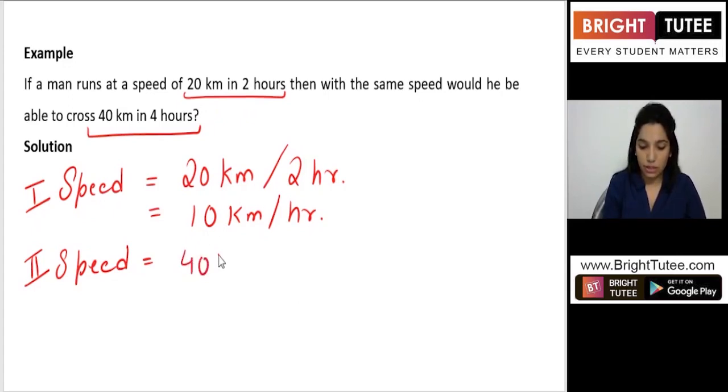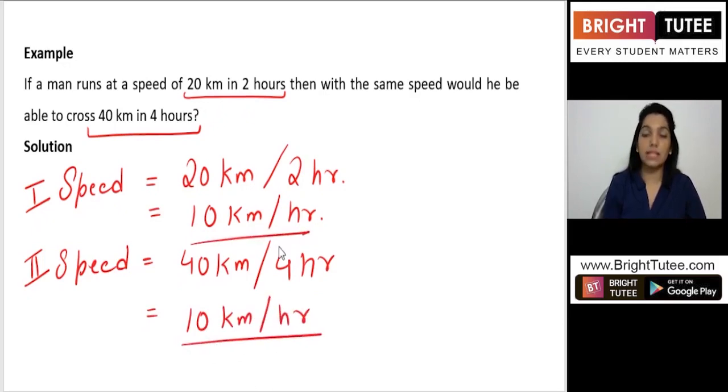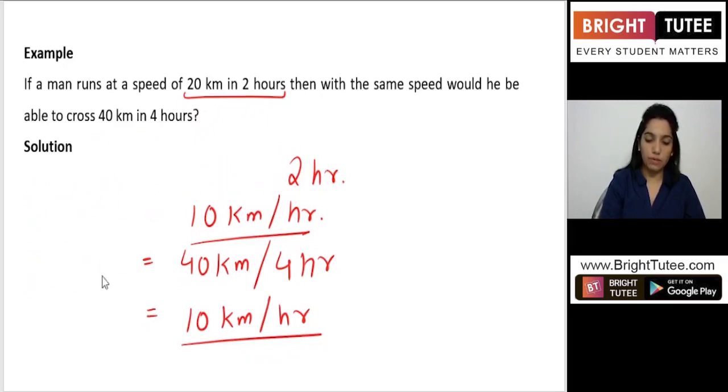So it is 40 kilometers in 4 hours. Is that right? Now, if we solve this ratio, that is 40/4, we will find the answer as 10 kilometers per hour. Do you see in both the cases we are getting the same speed? That means this particular question is in ratio. Let us see how. Okay. Now let's solve it again.